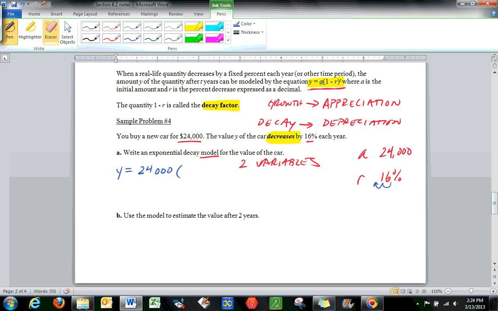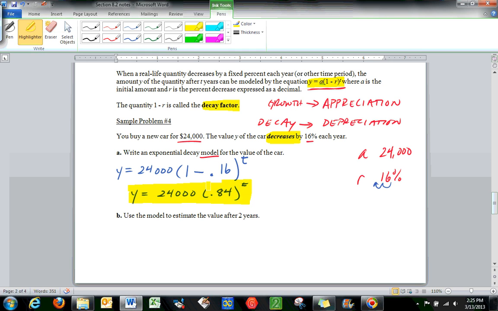24,000 times 1 minus 0.16, and remember we needed 2 variables, so we have a y variable, and of course the variable that's unknown at this time is our time, our t value. Now to write this model correctly, what we need to do is consolidate the parentheses. So we're going to say y equals 24,000 times 0.84 to the t power. So this is the correct answer.